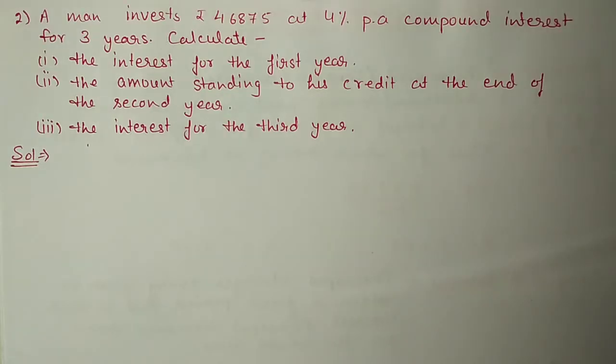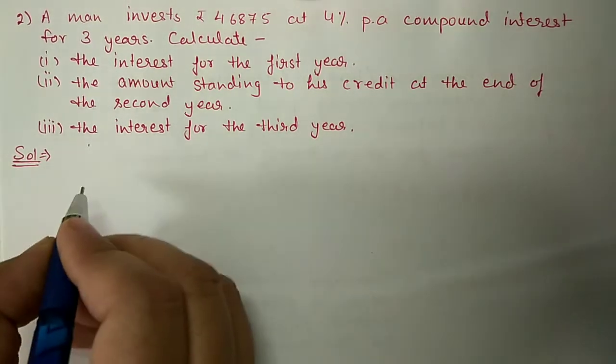Next, question number 2. A man invests 46,875 at 4% per annum compound interest for 3 years. Calculate the interest for the first year, the amount standing to his credit at the end of the second year, and the interest for the third year. So here 3 years are given, which means 3 times we have to do the calculation.